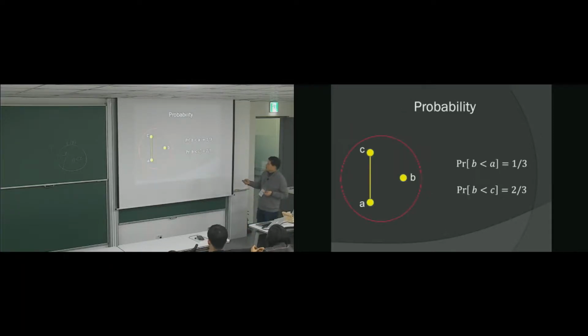For example, what is the probability of B less than A? B can be, as I said, here, here, and here. We have three choices. Among these three, B is less than A only once. So the probability of B less than A is 1/3. By the same argument, the probability of B less than C should be 2/3.